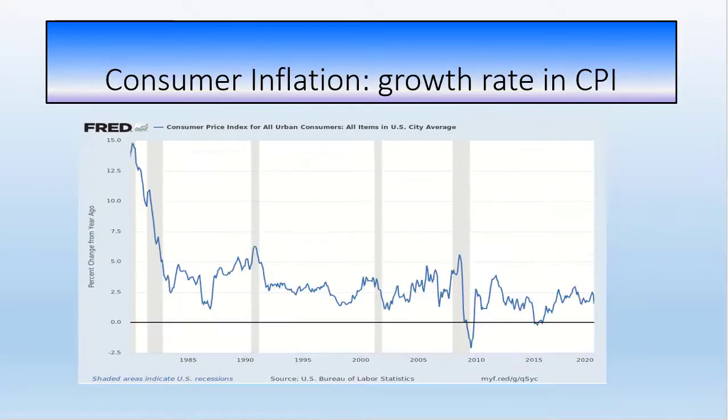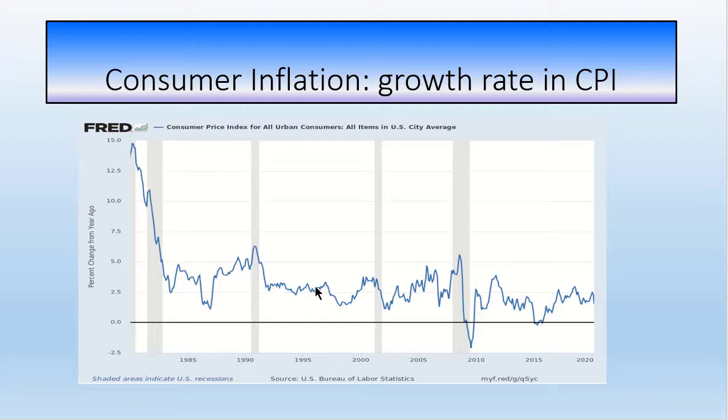So now let's look at actual consumer inflation, the growth rate in that index I just showed you a second ago. Let's first look at the patterns around recessions, and I'll get to this big drop-off here in a moment. Notice what happens after recessions. The inflation rate tends to drop off. It's still positive, we're still in positive territory, but it drops off.